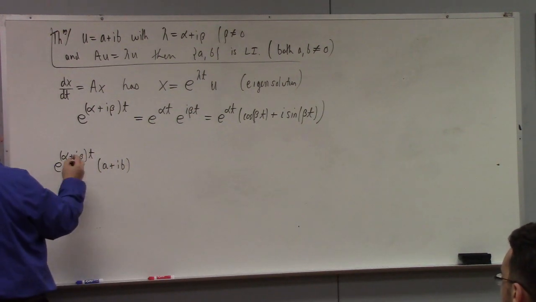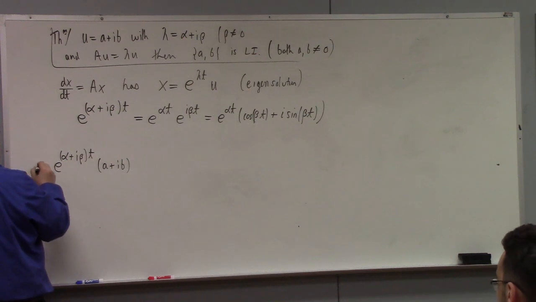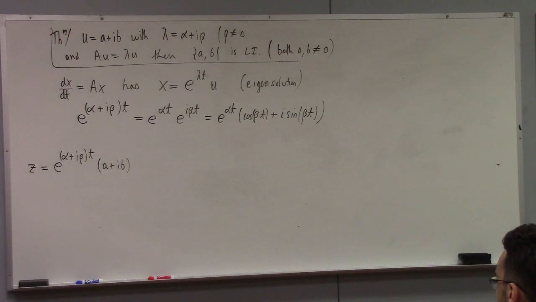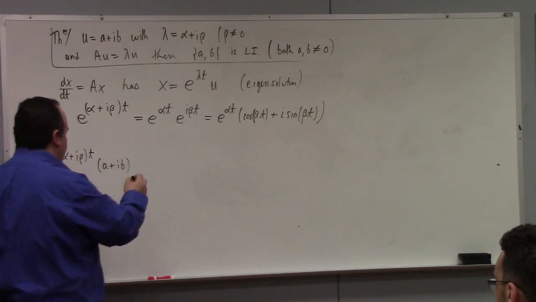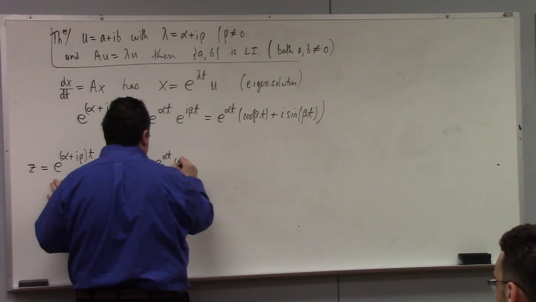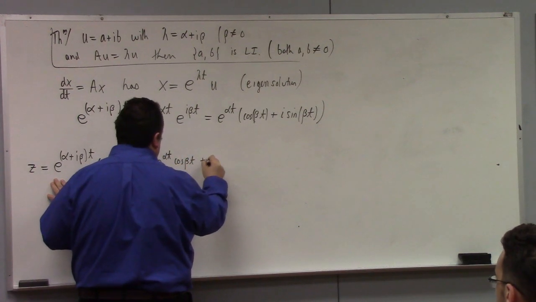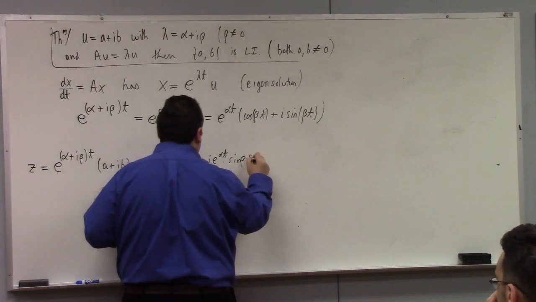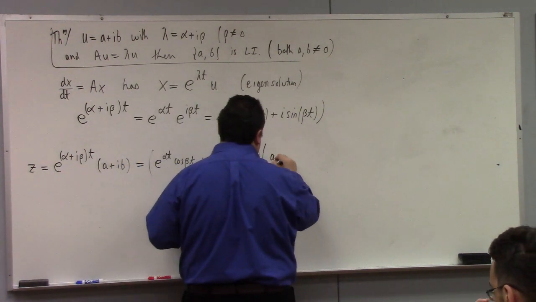The neat thing is, if we look at our solution in the complex context, we've got e to the alpha plus i beta times t times u, times a plus ib. All right, so here's my complex eigensolution. Let me call it z. The complex eigensolution. What does this actually look like when we multiply it out? Well, what we have here is e to the alpha t cos beta t plus i e to the alpha t sine beta t times a plus ib.